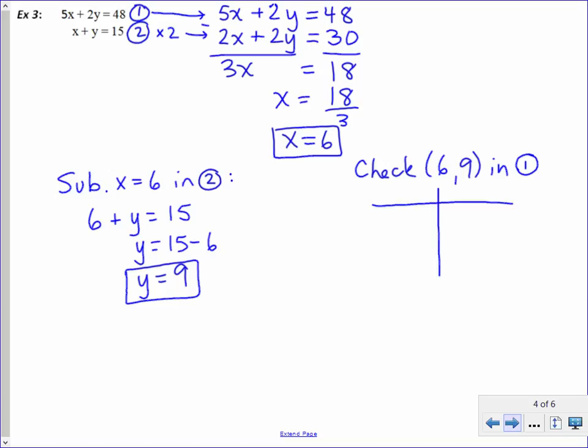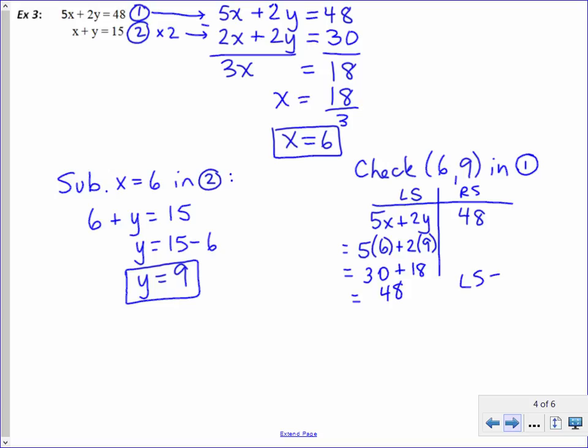So I've got left side, right side, 5x plus 2y, and a 48 over here. So I'm going to put 5 times 6 plus 2 times 9. Yay. 30 plus 18, 48. Left side equals right side. Therefore, the solution is 6, 9.